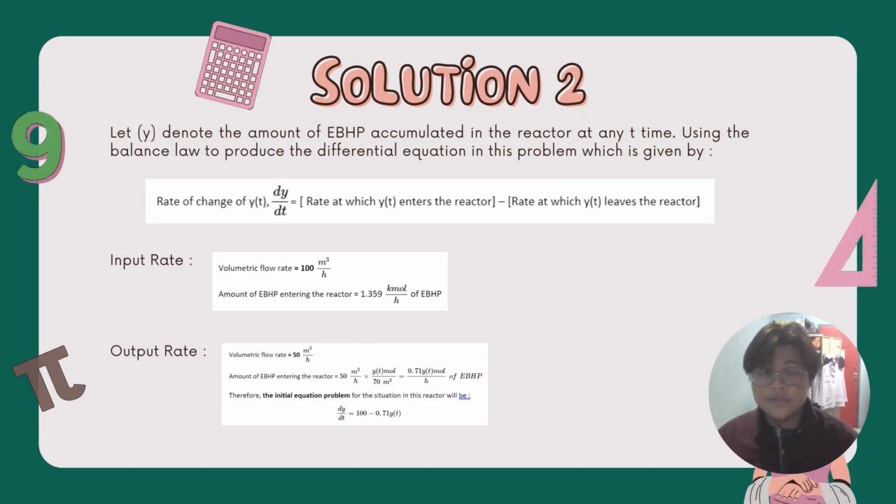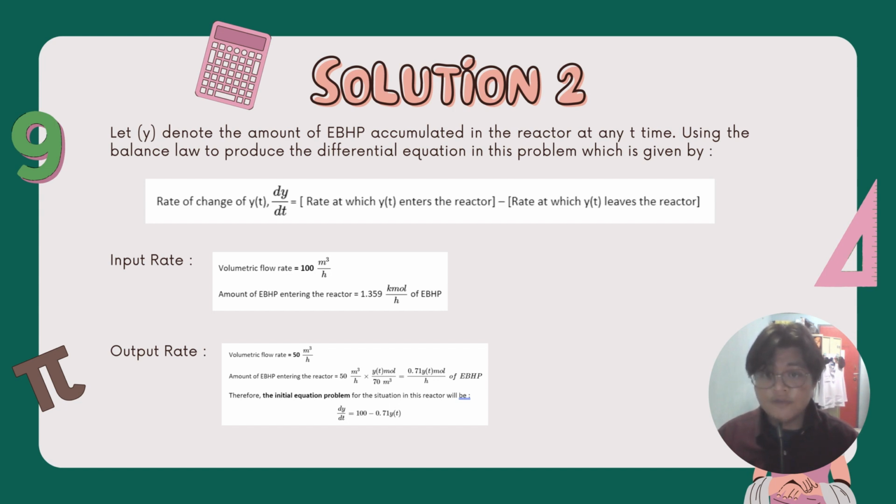And now we'll continue with solution 2. Let y denote the amount of ethylbenzene hydroperoxide accumulated in the reactor at any time t. Using the balance law to produce the differential equation for this problem, the rate of change of y(t), dy over dt, is equal to the rate at which y(t) enters the reactor minus the rate at which y(t) leaves the reactor. The input rate is the volumetric flow rate of 100 meter cubed per hour, and the amount of ethylbenzene hydroperoxide entering the reactor is 1.359 kmol per hour.